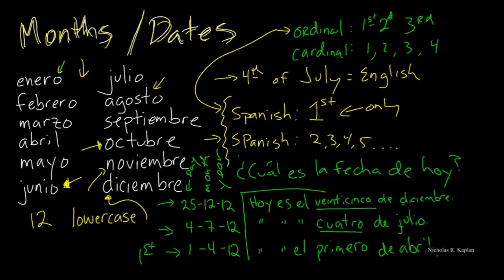Go through and memorize your months. Remember, you have to keep them lowercase. When we are writing our dates in Spanish, we go day, month, year. And when we're answering the question or talking about dates, we are going to use our cardinal numbers, except for the first, when we will use the ordinal number.